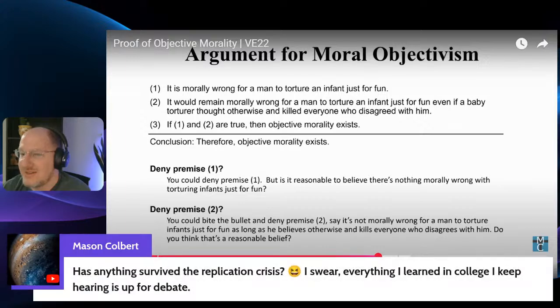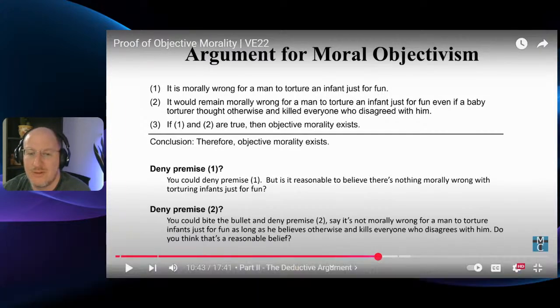As far as Mason asking, has anything survived the replication crisis? I swear everything I learned in college I keep hearing is up for debate. Not much. Yeah, a lot of it has been refuted. For the stuff that hasn't been refuted, I don't know, people haven't looked at it yet. So there's a good chance it'll be refuted too.